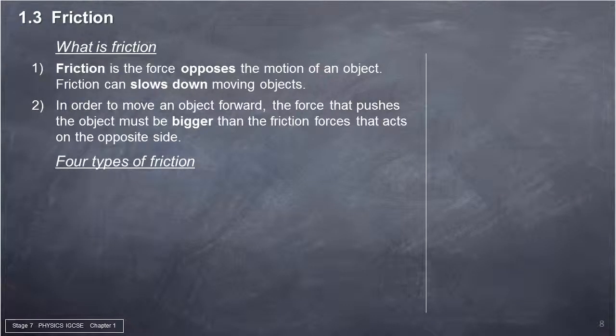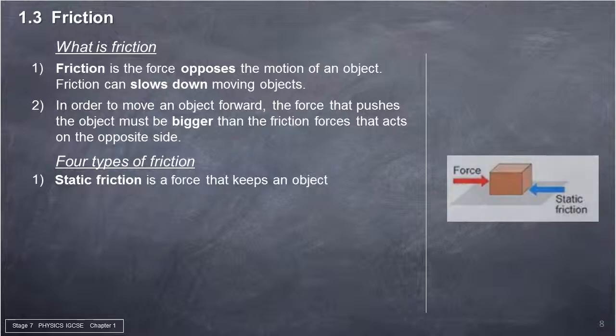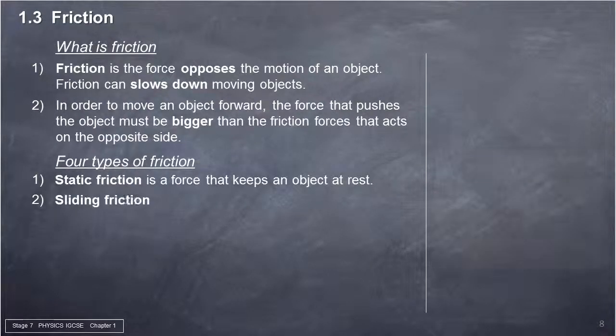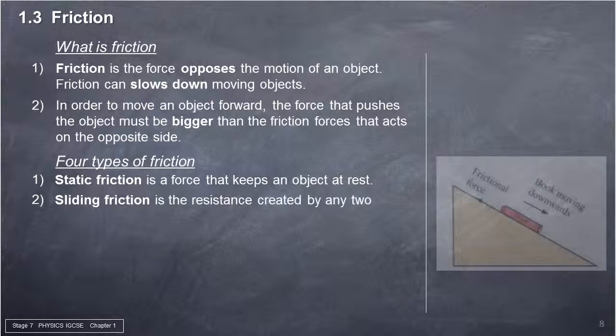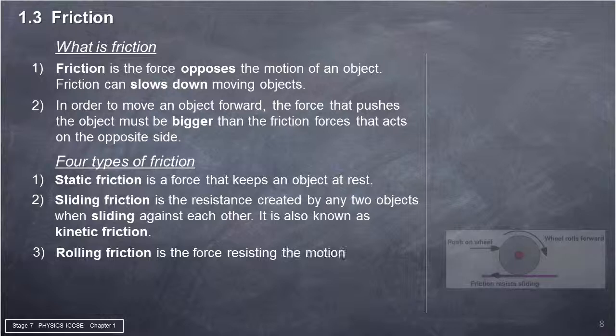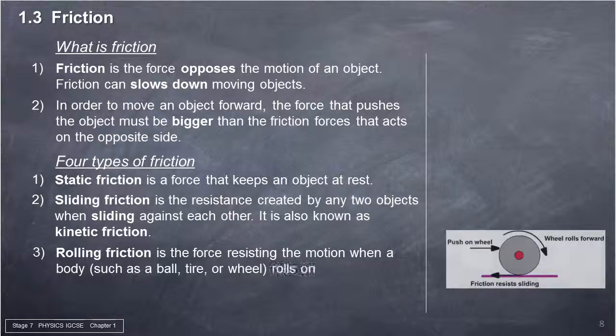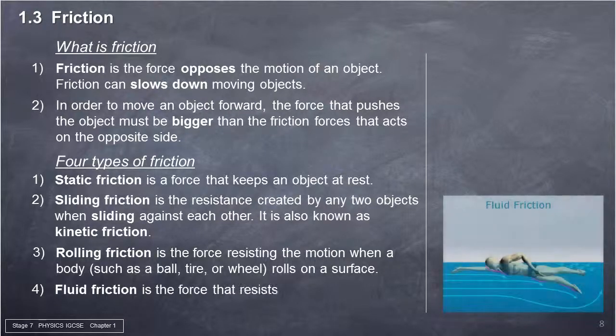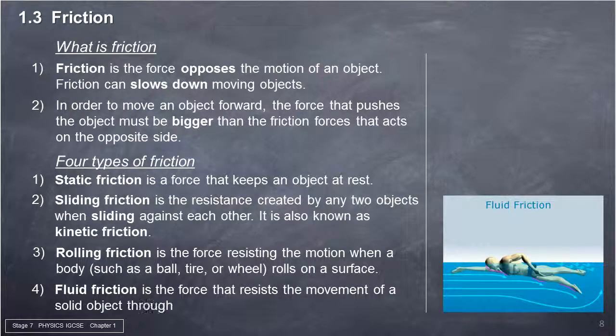4 types of friction. 1. Static friction is a force that keeps an object at rest. 2. Sliding friction is the resistance created by any two objects when sliding against each other. It is also known as kinetic friction. 3. Rolling friction is the force resisting the motion when a body, such as a ball, tire, or wheel, rolls on a surface. 4. Fluid friction is the force that resists the movement of a solid object through a fluid, for example liquid or gas.